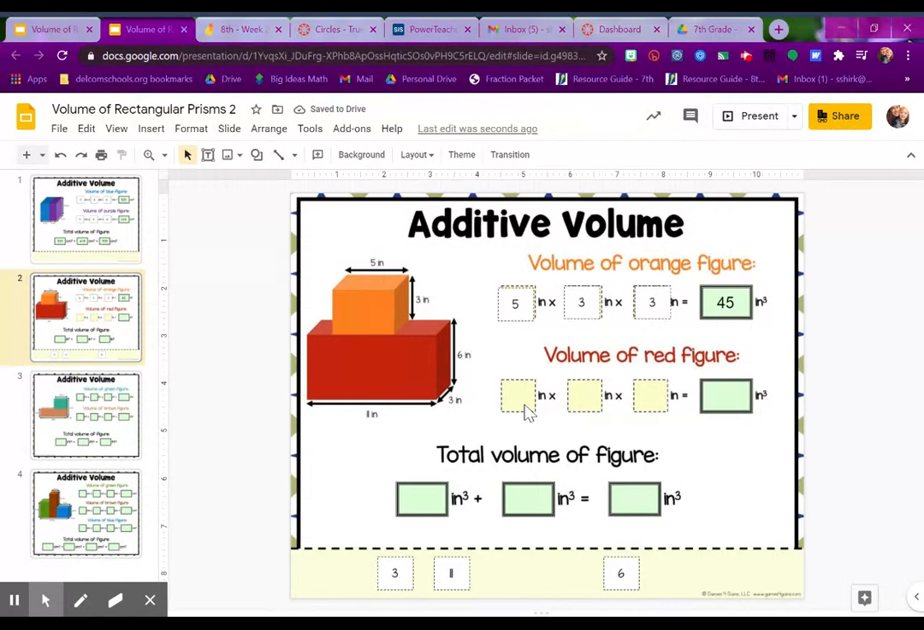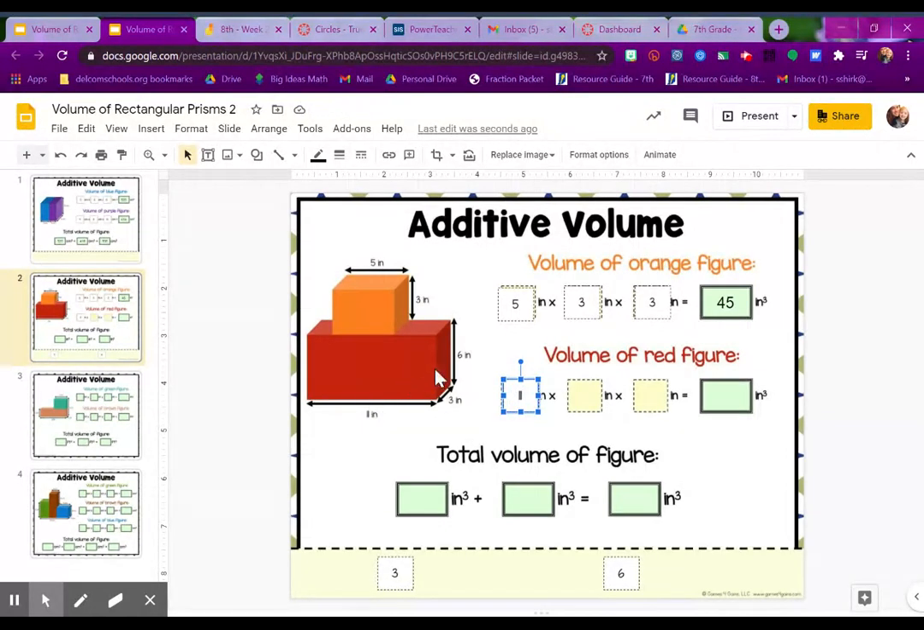Now here's the red one, and here's what we're having issues with. The font that's used is really small. I feel like you can see it on my screen better than you might be able to on your screen, but the length of the red shape is 11. Now in my class that I just had, a lot of students said it looked like 1. I totally understand that it does look like 1.